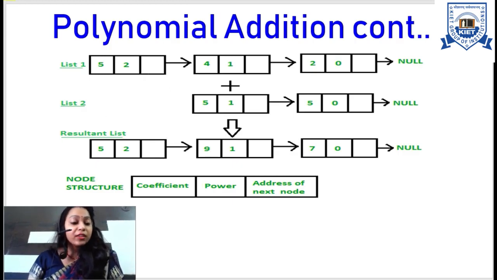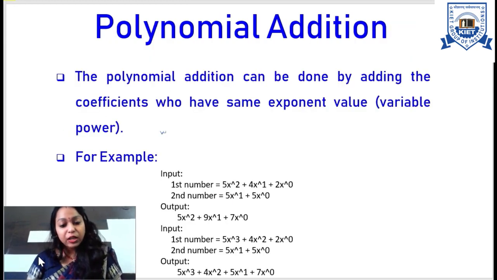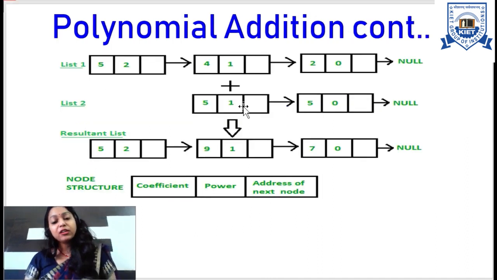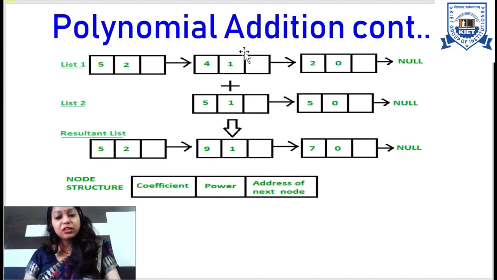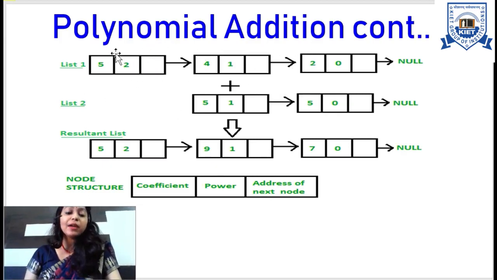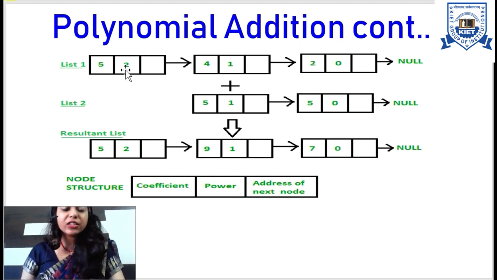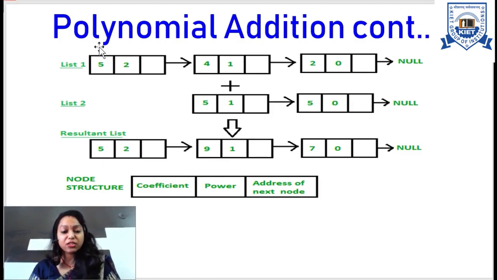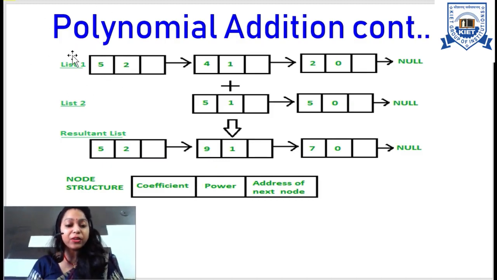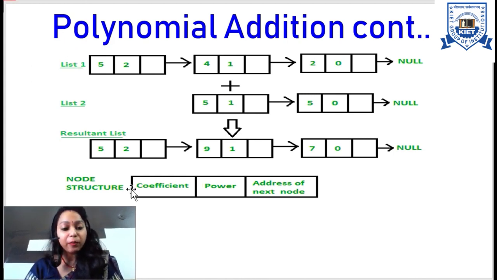One more case, that is if in any case one of the lists gets over. Suppose the term is only 9x power 3 in the first linked list, and this particular list is our second linked list. So if we compare 9x power 3 with this particular exponent part, that list is having the highest exponent value. Exponent values are not the same, and that particular list will be having the highest exponent value. So that particular node is copied as it is in the resultant polynomial.